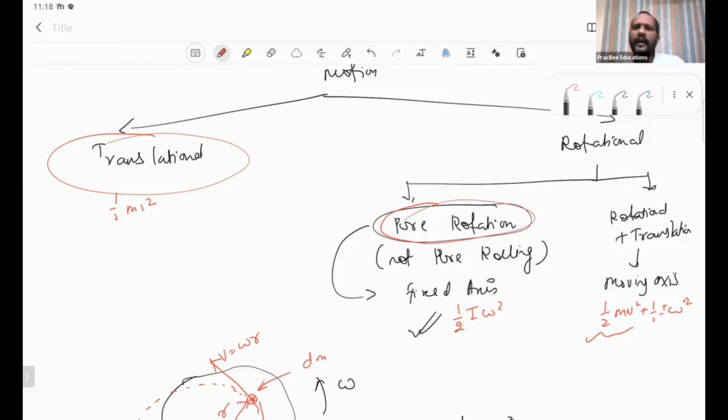ठीक है, जैसे हमारा फैन है, हमारे फैन में half I omega square। Now suppose this fan is moving and somehow ऊपर में आपने एक और मैकेनिज्म लगा दिया जिससे ये फैन के पास v वेलोसिटी आ जाएगा along a straight line. So it will have another component of energy which is half mv squared due to the translation motion of the fan.